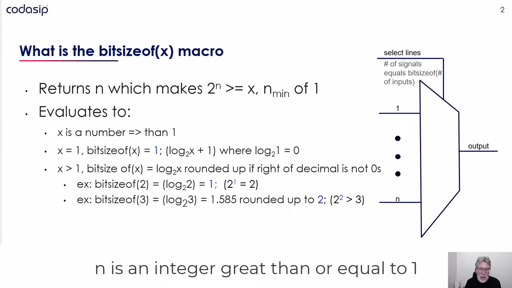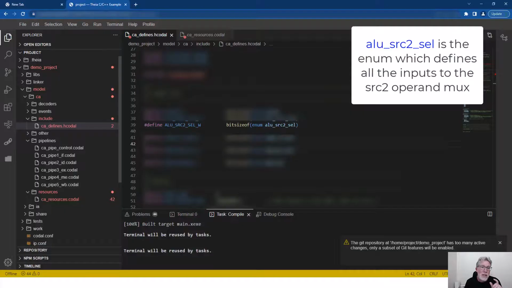Now let's take a look at how this looks in your cycle accurate model in defining the size of your resources. I'm going to take a look at this particular example, where we're looking at the bit size of my source 2 mux that I'm going to use for my ALU. This is actually defined in my CA model under includes and CA defines.hdcodal.